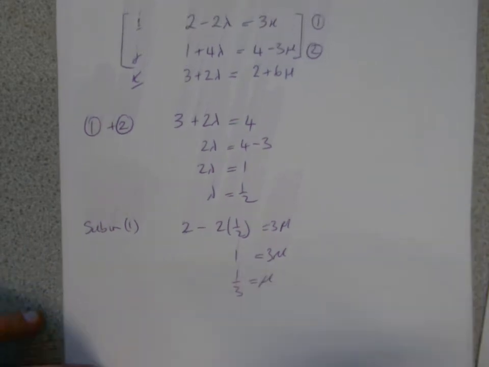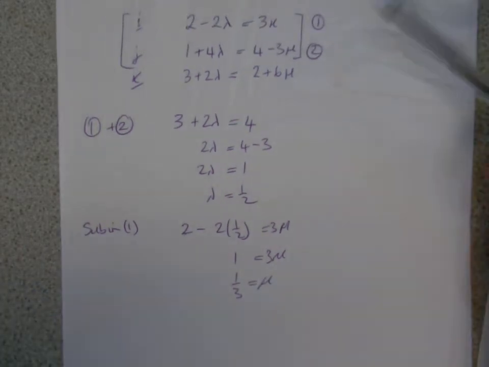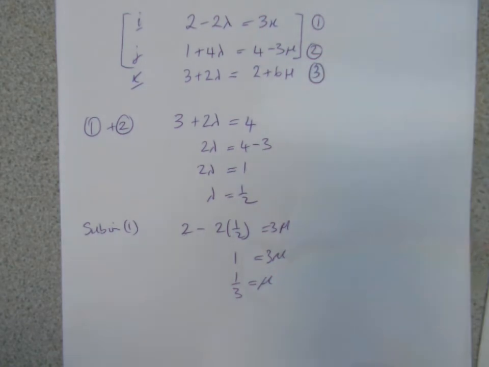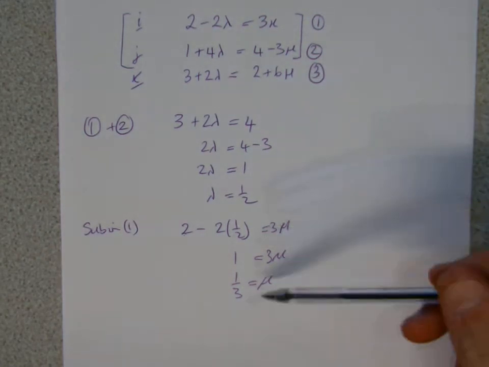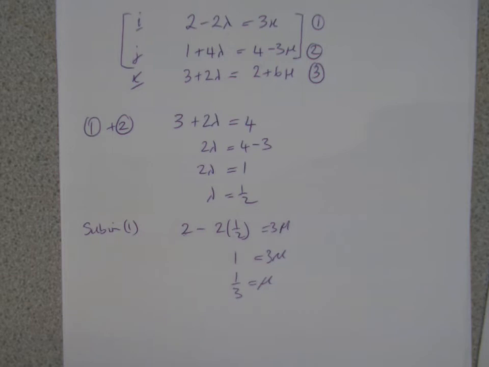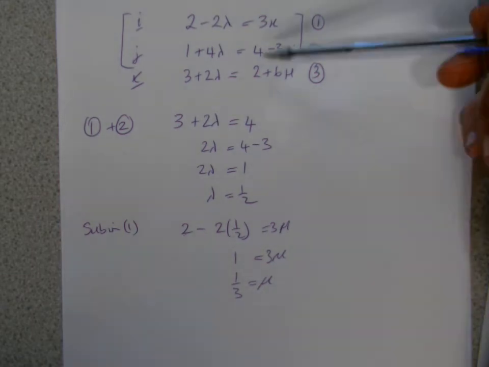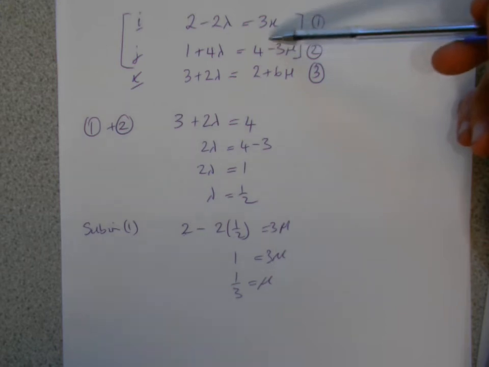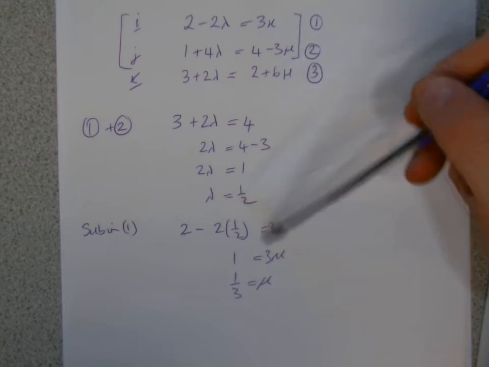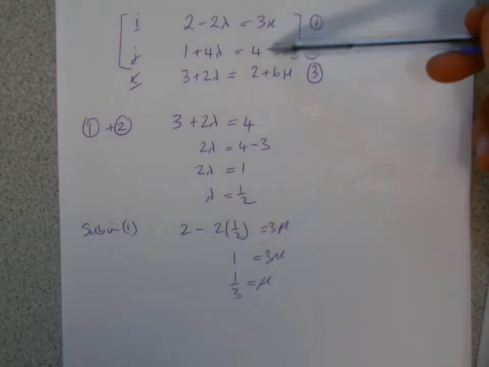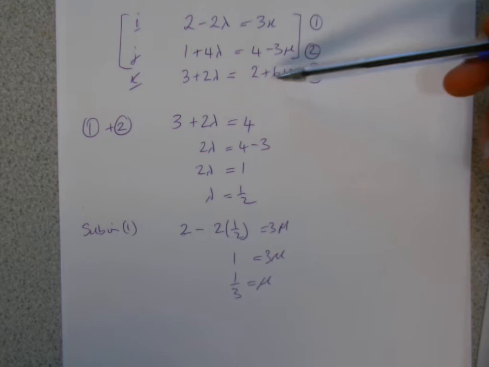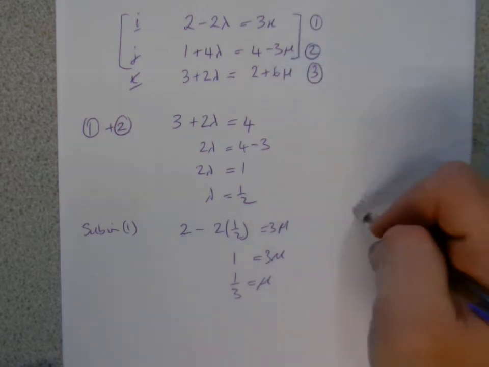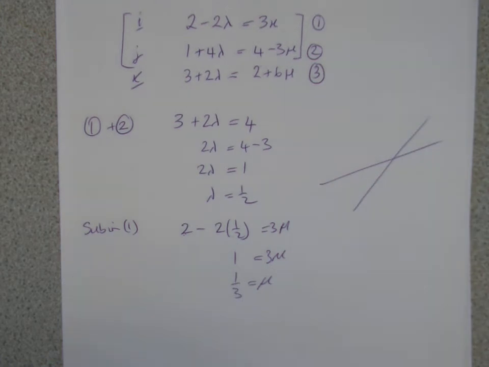Now what I've got to make sure is that I check in the third equation. That's so important. You can't just accept that because lambda is a half and mu is a third, the lines will intersect. They will intersect for the i's and j's. In other words, the i's and j's will be the same because we found lambda and mu. But what about the k's? We've got to be careful to check the k's, because you can have a situation where it looks as though two lines are crossing, but they're actually not.